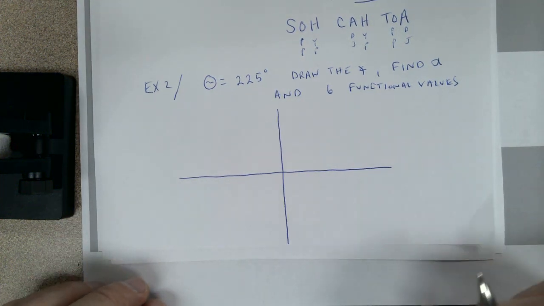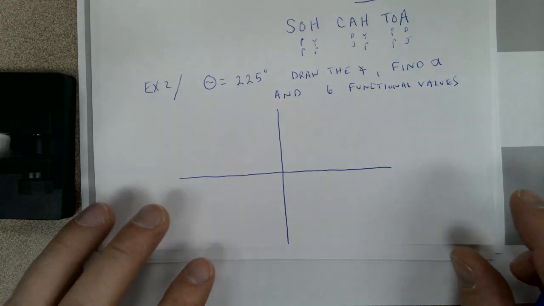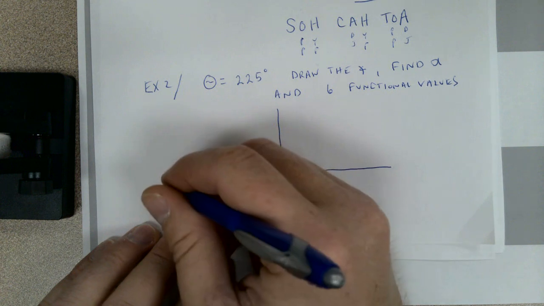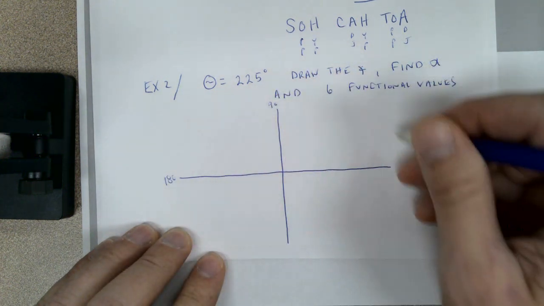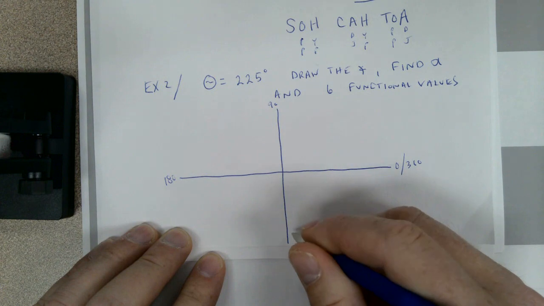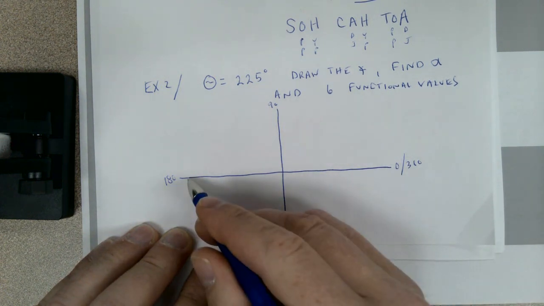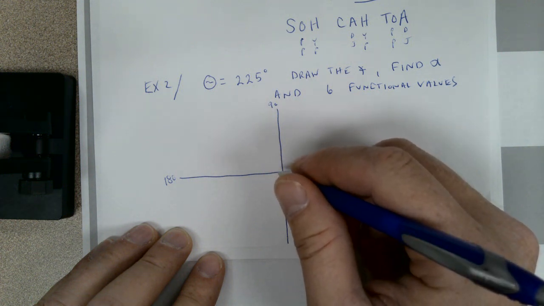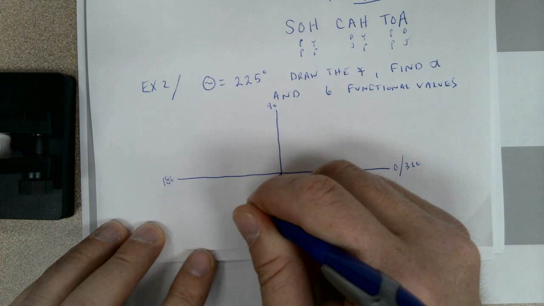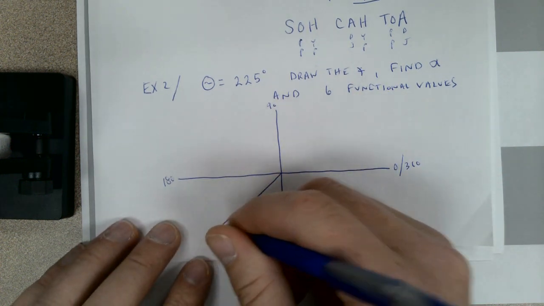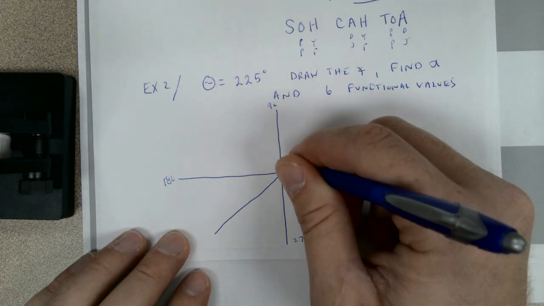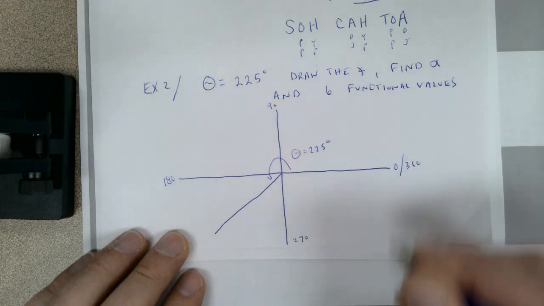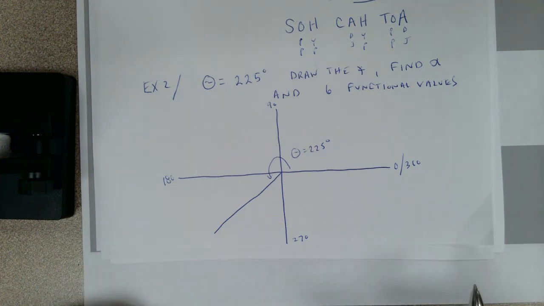Okay, so if we sketch in 225, we know we go all the way around, here's 180. Here's 270. So I get to 180, and then I'm going to go another 45. So here would be my theta of 225. So notice we're in the third quadrant.